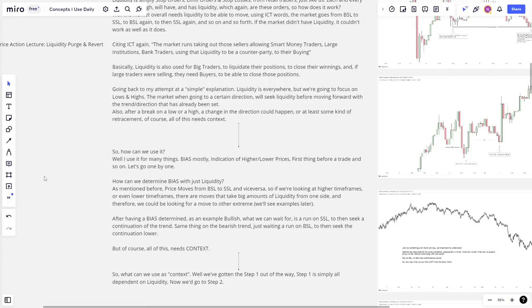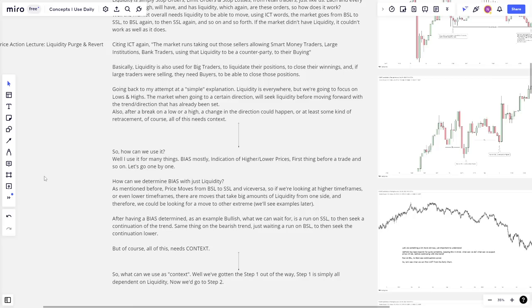So after having a bias determined, whether it is by higher time frames or other things that we can use, as I will explain later, let's put as an example a bullish trend. What we can wait for is a run on sell side liquidity to then seek a continuation of the trend. Same thing will be on the bearish trend, just waiting for a run on buy side liquidity to then seek the continuation lower. But of course, again, all of this needs context.